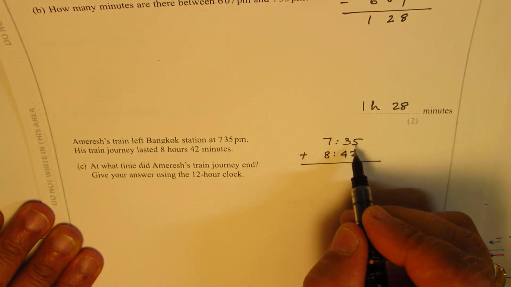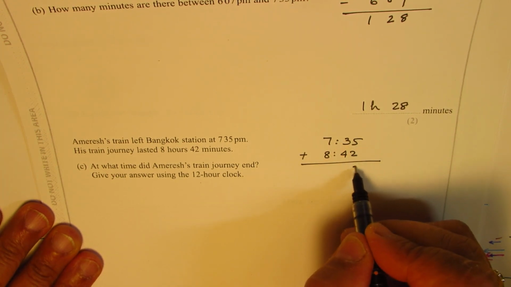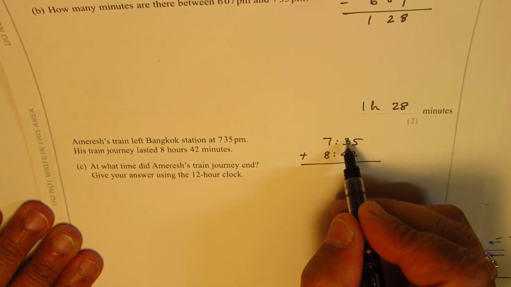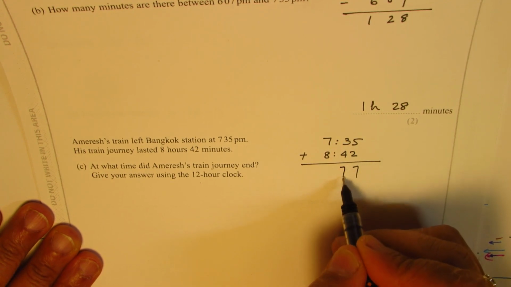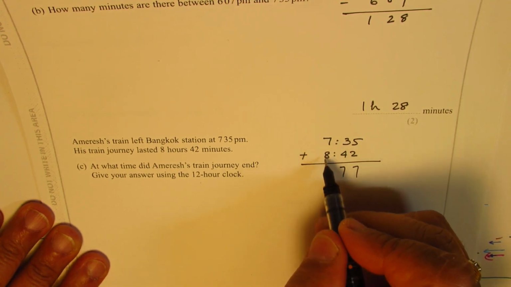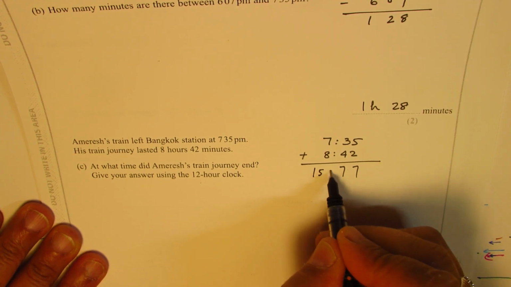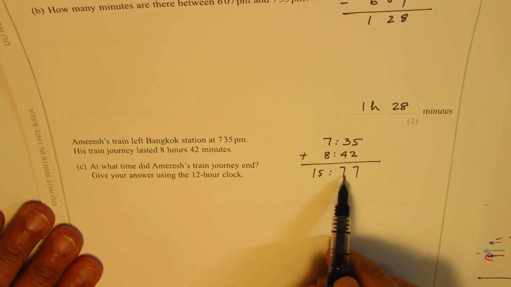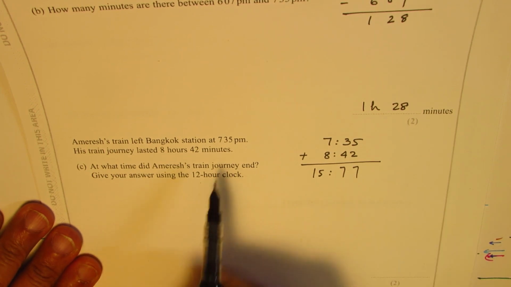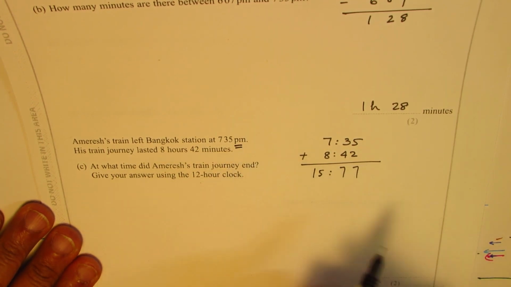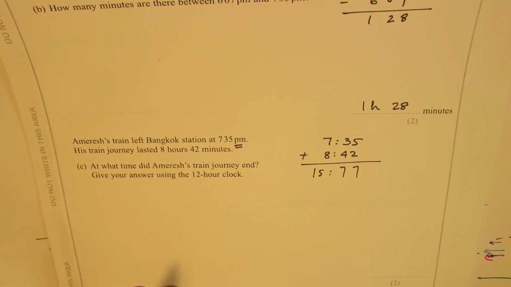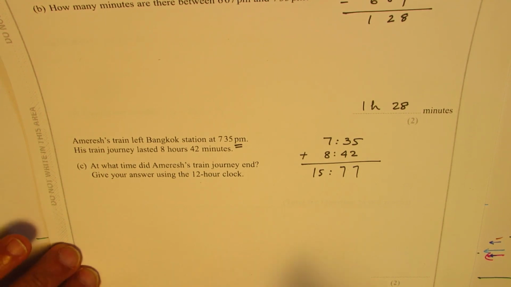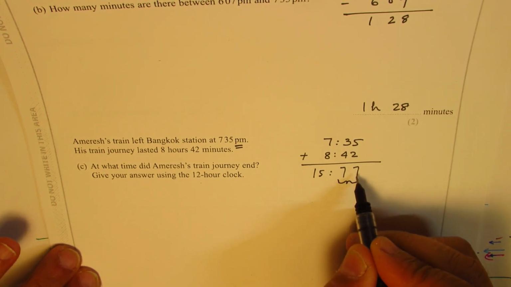So what we get here is 5 plus 2, 7. This is also 7. And when we add 8 and 7, we get 15. So 15 hours, 77 minutes. Now it was PM, right? That means we have already crossed 12. Do you see that part? Correct? Second, we have 77 minutes here.